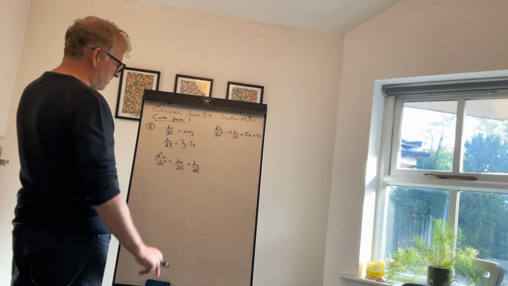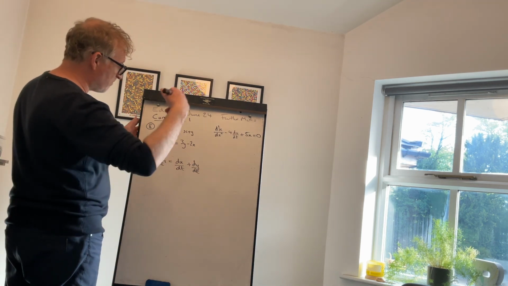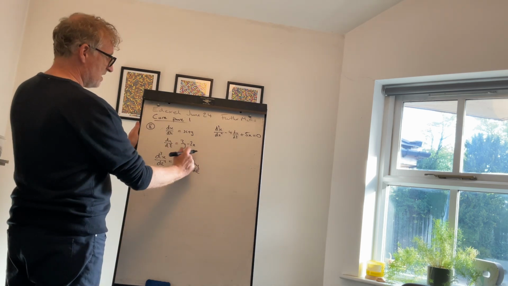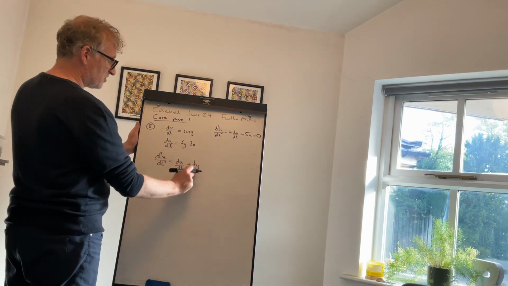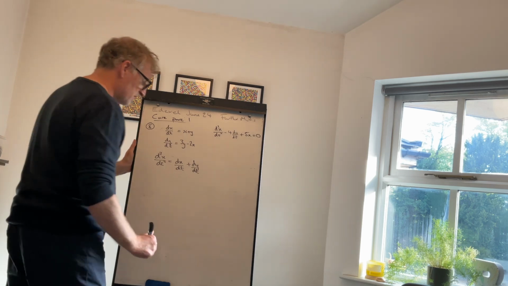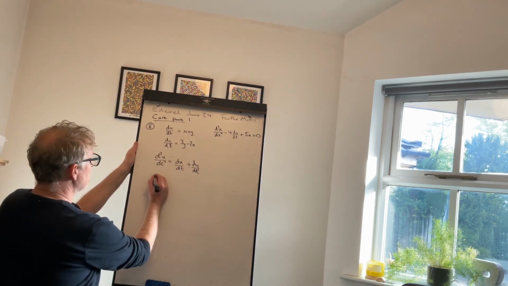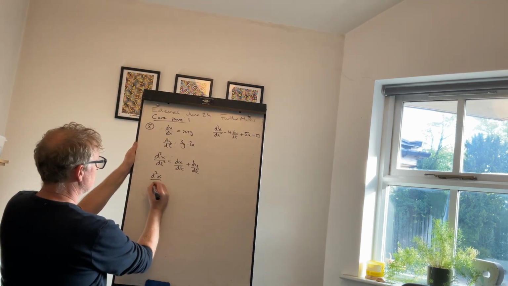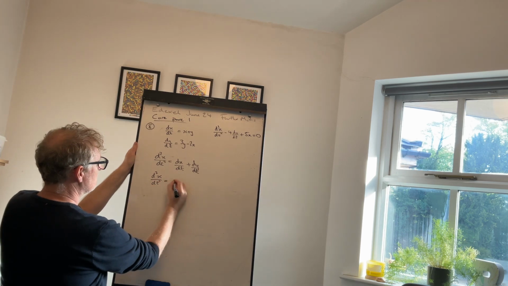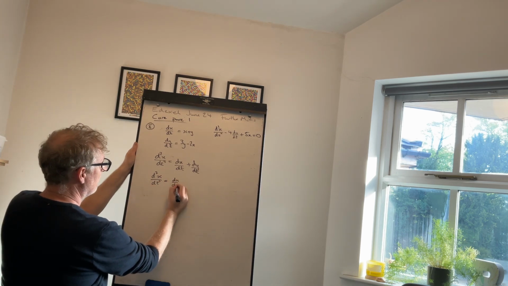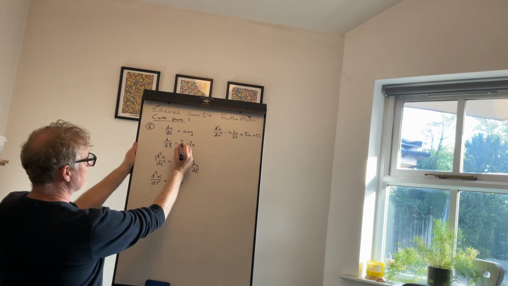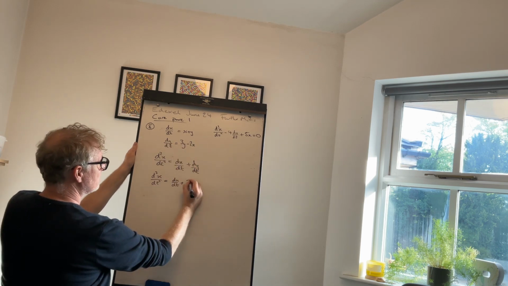Now that's all nice because we've got a dy by dt here, so we can basically sub in dy by dt as 3y minus 2x in for this dy by dt. So we're then going to get second differential equals dx by dt plus dy by dt, which is 3y minus 2x.